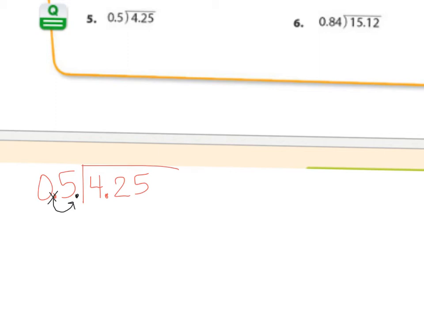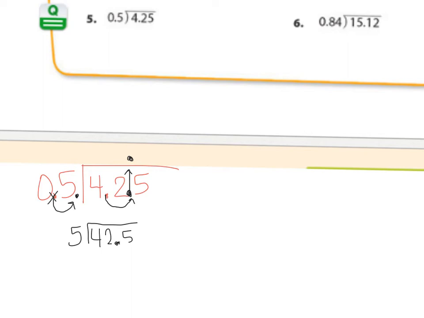How many times did we move it? How many numbers did we have to go around to get it to the end? We had to go around one number. So inside the box in the dividend, you're going to move the decimal around one number there. And now it's here. And then you go ahead and follow the steps from before. Okay? So I'm going to rewrite this problem. It is 42 and a half divided by my whole number of 5.